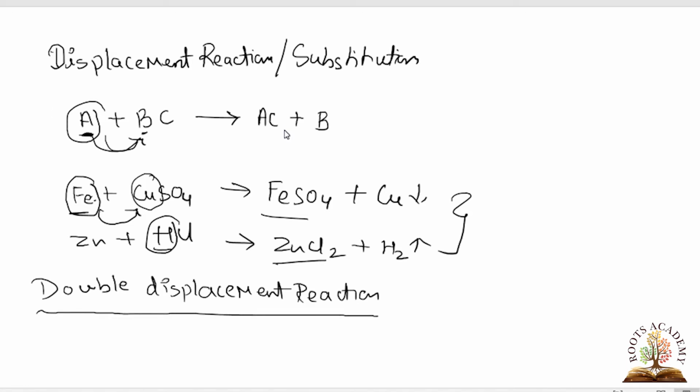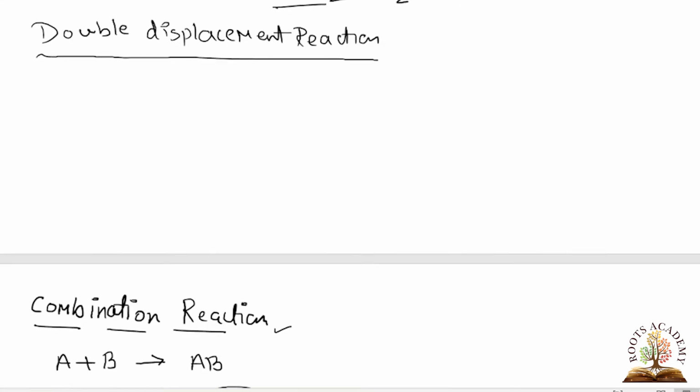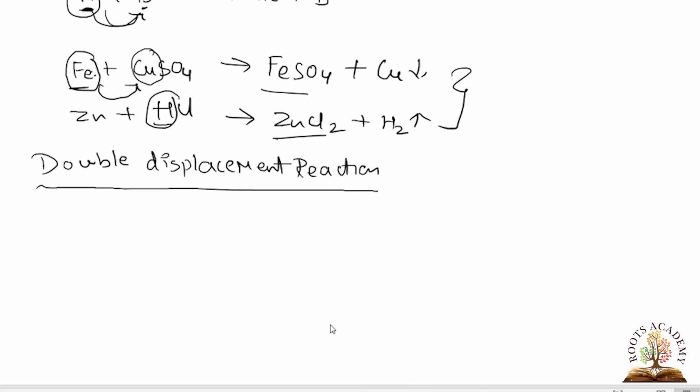Now, double displacement reaction. In this reaction, the ion exchange takes place between the reactants to form the compounds. Let's take the example AB and CD. This AB and CD are the reactants.